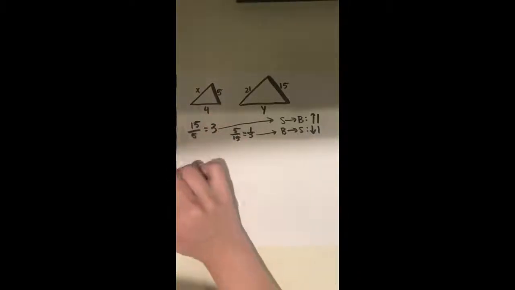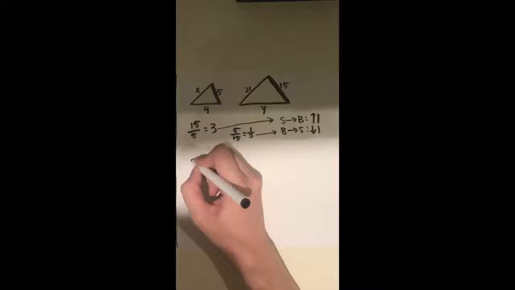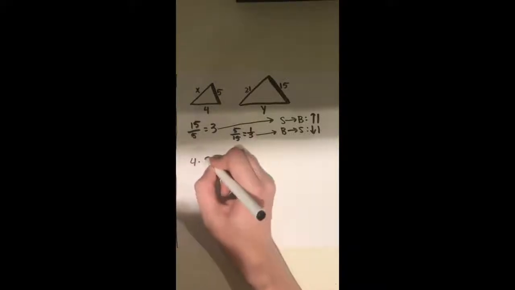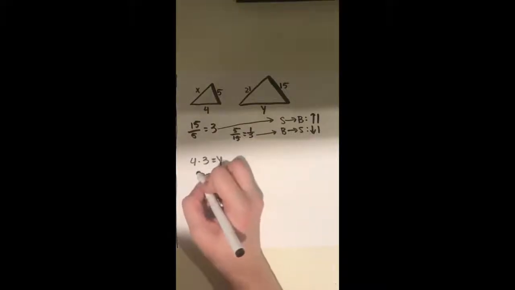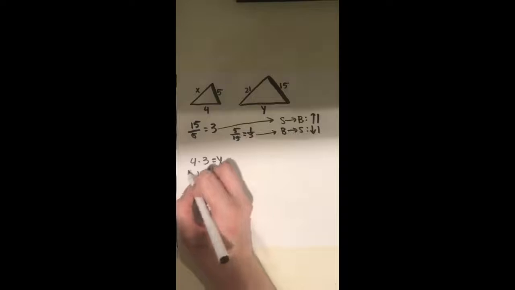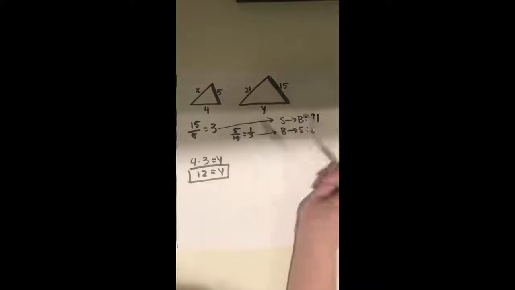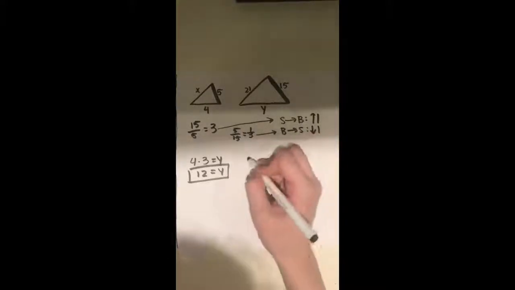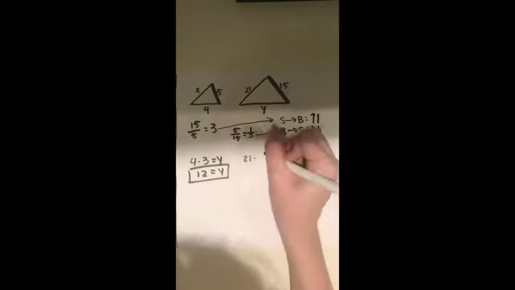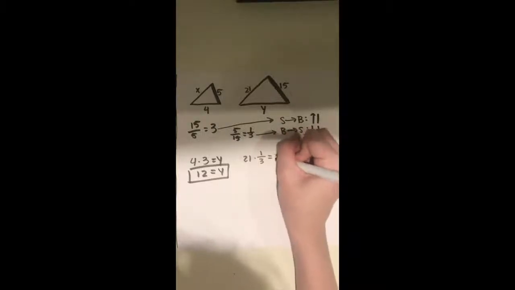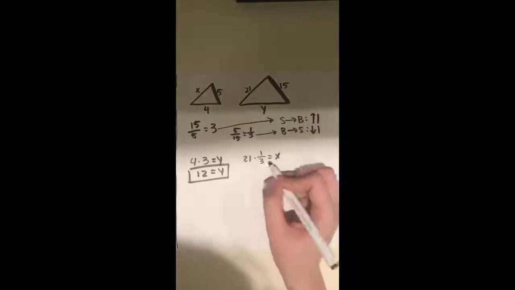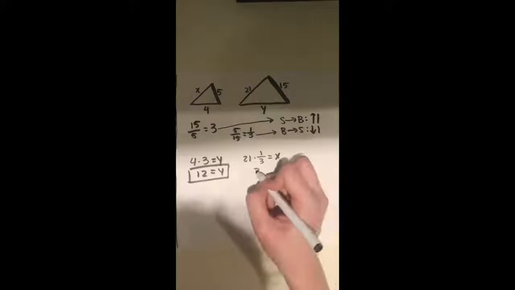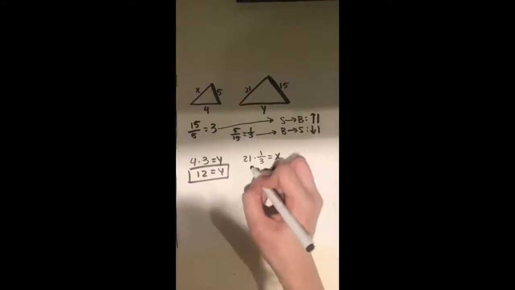So let's say we wanted to solve for y first. So we know that 4 times 3, since we're going from small to big, is going to have to be equal to y. And 4 times 3 is 12, so we know that y is equal to 12. Now if we're solving for x, we're going from big to small, so we're going to have to use our big to small enlargement factor. So it would be 21 times 1/3 is equal to x, and 21 times 1/3 is the same as 21 over 3. And 21 over 3 is 7. So 7 is equal to x.